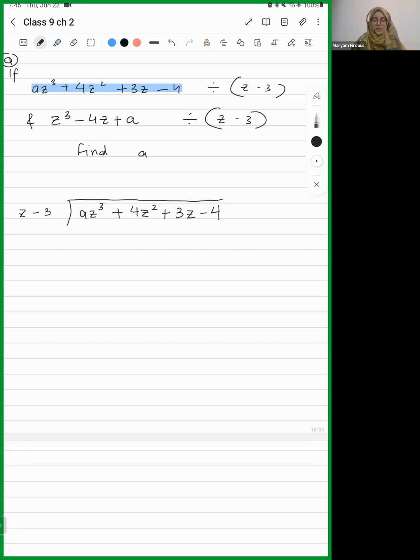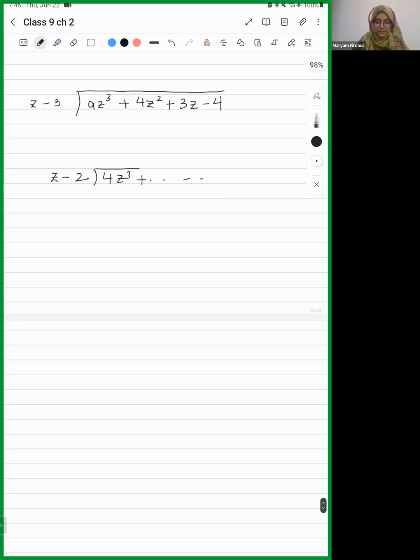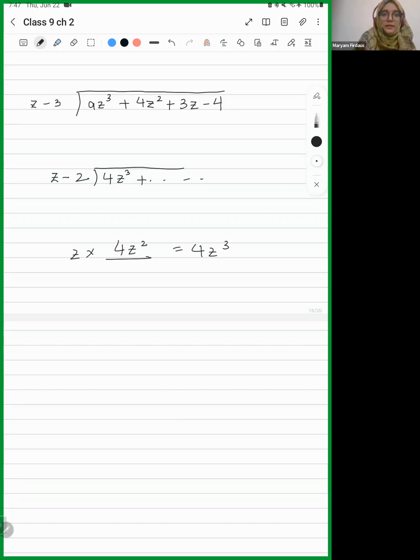Till here, is it clear? Yes. Okay. Now, how do we start dividing? See, if you have something like 4z cube plus whatever, and over here you have z minus 2, then what will you do, Abdul Jabbar? What do we do if you have this kind of a situation? You already know how to divide it, right? Ma'am, first we see z into what gives us 4z cube. Very good. So z into what gives us 4z cube, and that will be 4z square. Very good.